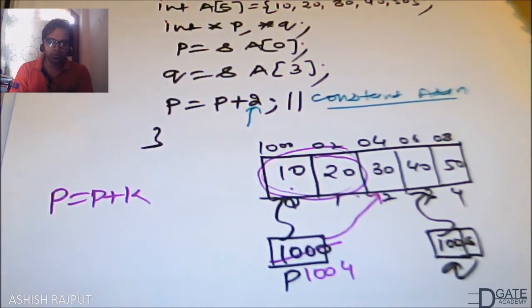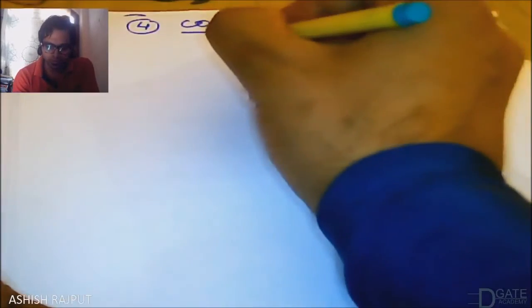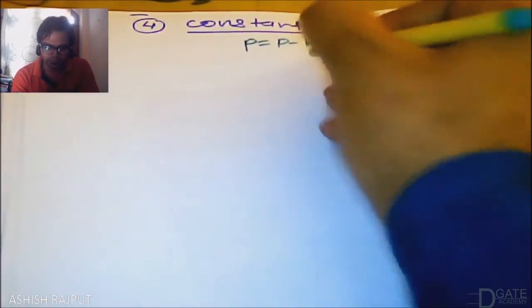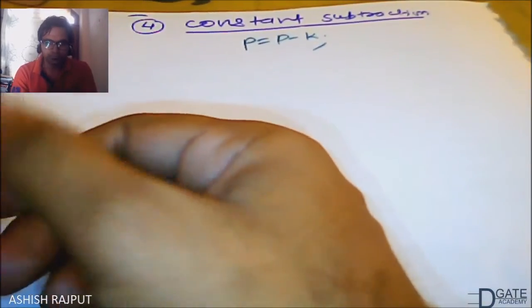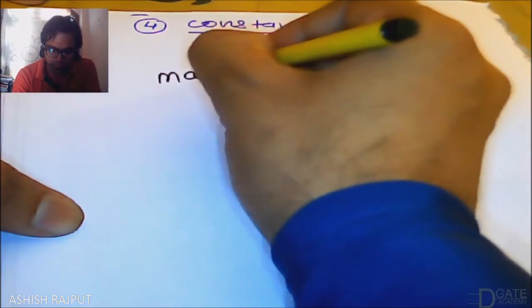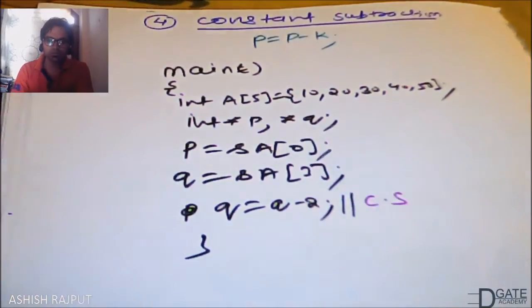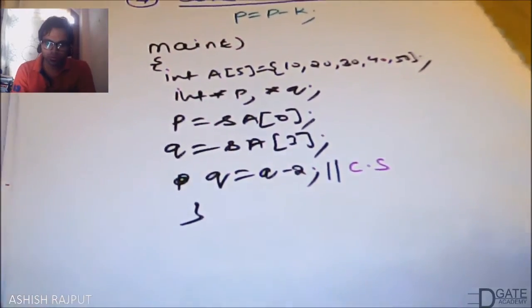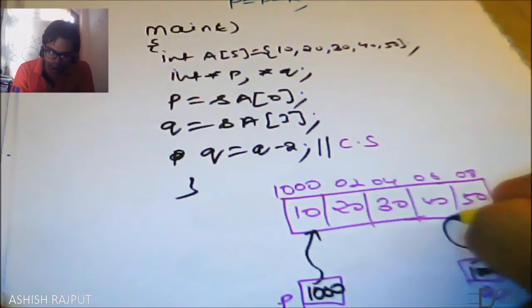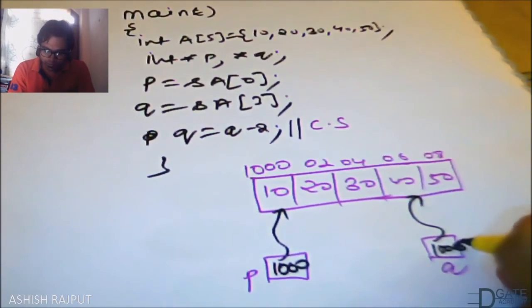And if we talk about constant subtraction, the format is P = P - K, where P is the pointer. So this is the constant subtraction. In the memory block, this is 1006.